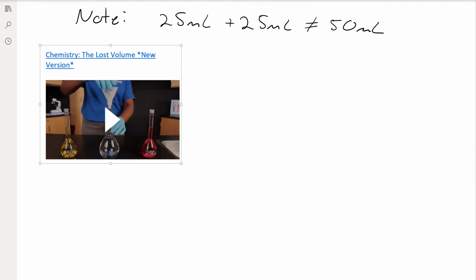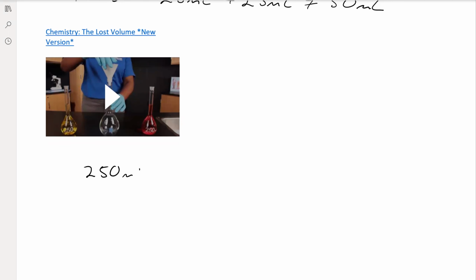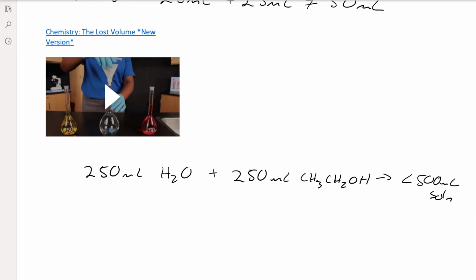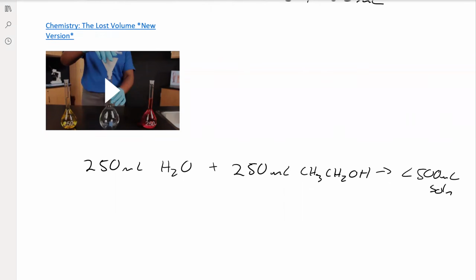And if you don't believe me, go ahead, just type into Google or YouTube chemistry, the lost volume. There's plenty of videos doing the same thing. But basically what they do is they take, in this case, 250 milliliters of water. So let's write this out, 250 milliliters of water, which is H2O. And then they add 250 milliliters of ethanol, which is CH3CH2OH. And when they mix these two, they get less than 500 milliliters of solution, right? So you mix 250 with another 250, but you got less than 500. So what's going on here?